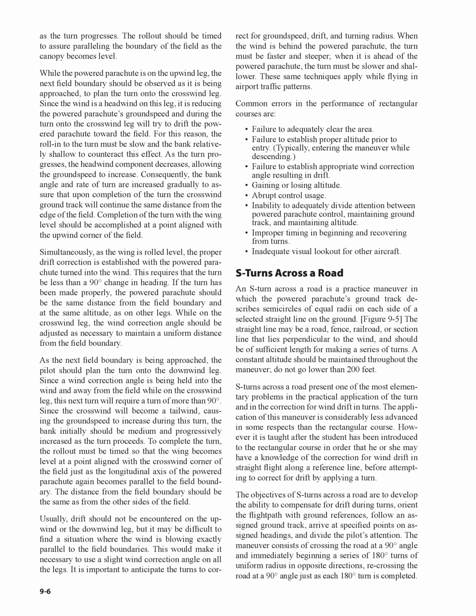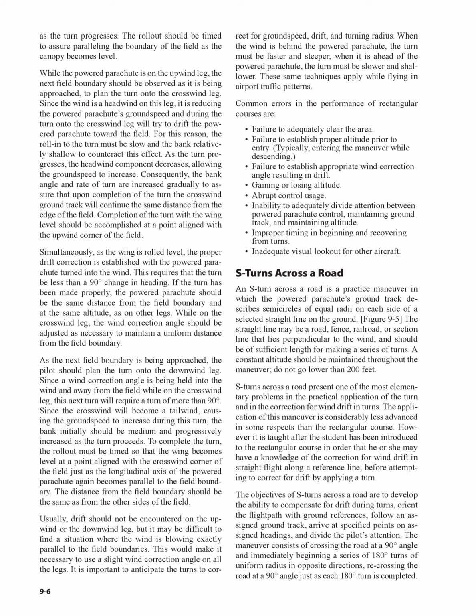Since the wind is a headwind on this leg, it is reducing the powered parachute's ground speed, and during the turn onto the crosswind leg will try to drift the powered parachute toward the field. For this reason, the roll into the turn must be slow, and the bank relatively shallow to counteract this effect. As the turn progresses, the headwind component decreases, allowing the ground speed to increase. Consequently, the bank angle and rate of turn are increased gradually to assure that upon completion of the turn the crosswind ground track will continue the same distance from the edge of the field.